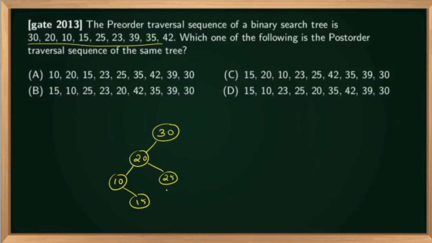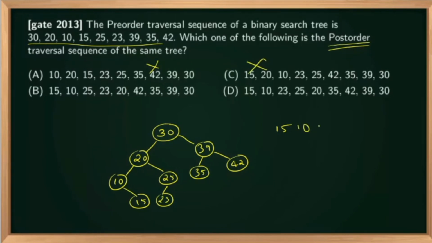Then you have 23, that should be left side of this. You have 39, that should be right of 30. Then you have 35, that should be left of 39. You have 42, that should be right of it. So this is the binary search tree. Now you know how to do post order traversal, right? The post order traversal should be starting with 15. So this choice is wrong. Then the next value should be 10. So this choice is wrong. The next value should be 23. So this choice is wrong. So the answer should be D.